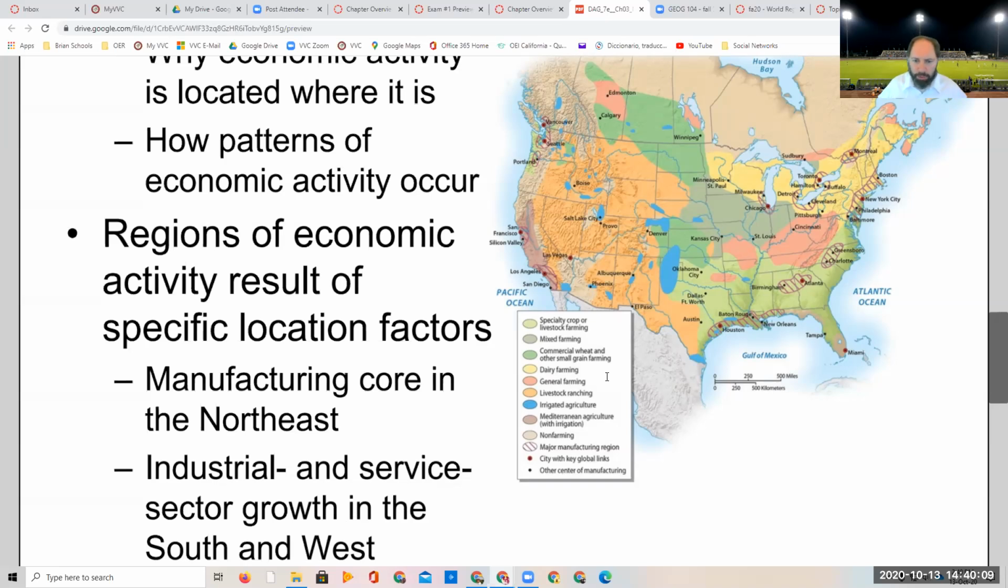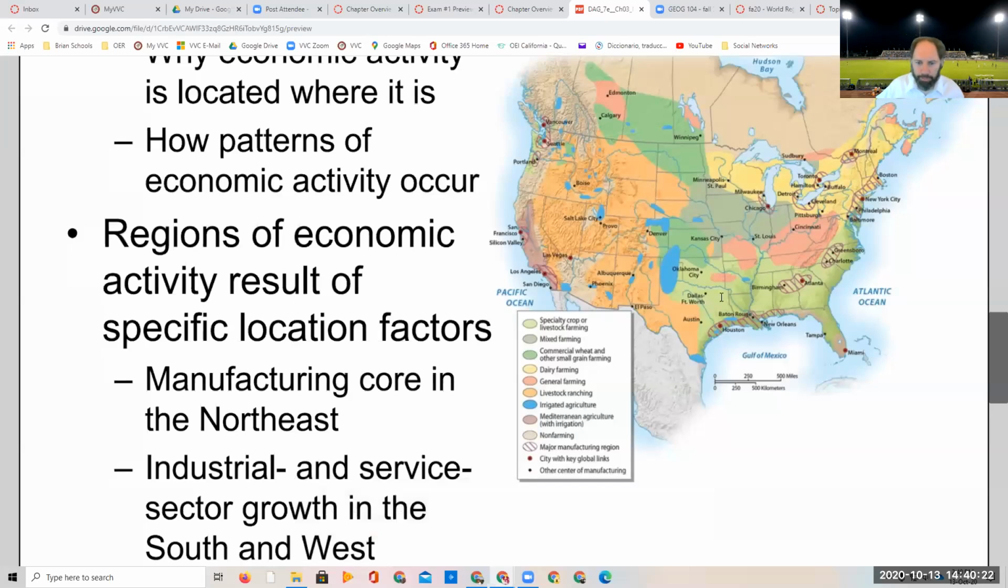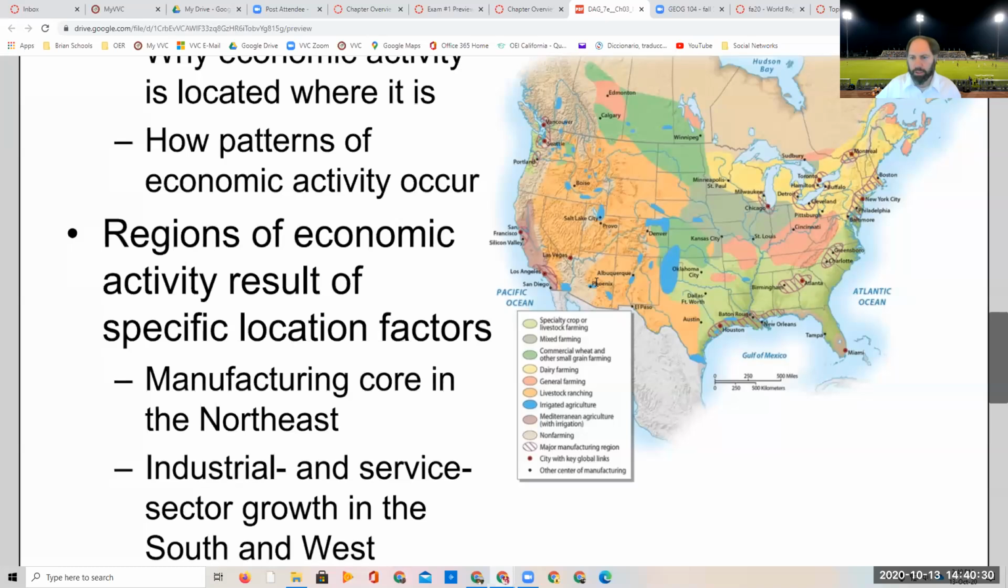Commercial wheat and small grain farming, that's the drier climates and colder climates. And then the specialty crops and livestock, that's the southeast where you have a lot of rainfall and a lot of water. Okay. So these areas, service and industrial, that deal with population and also the environment and climate. It's a big deal. Okay.